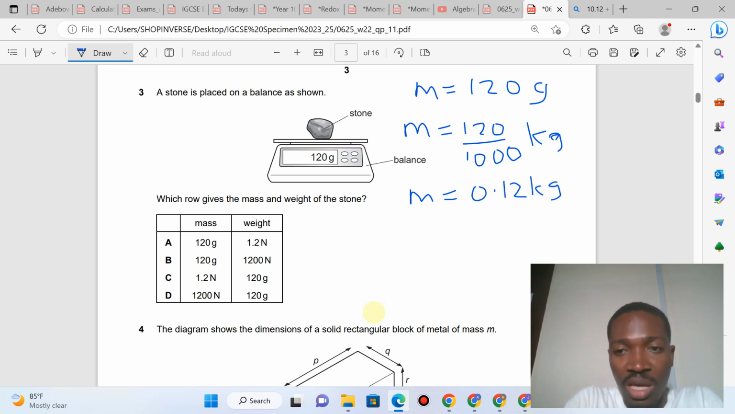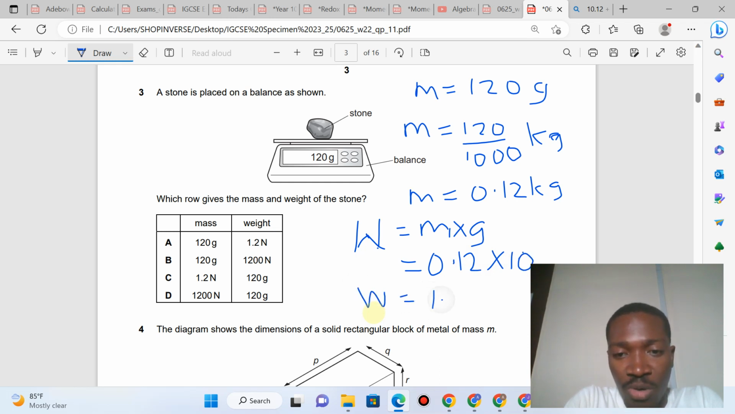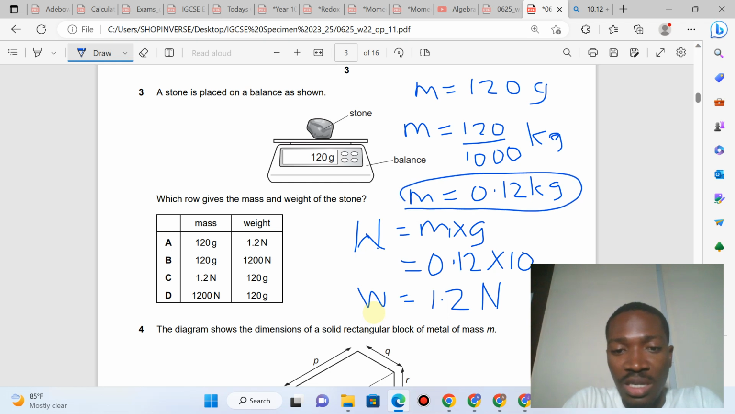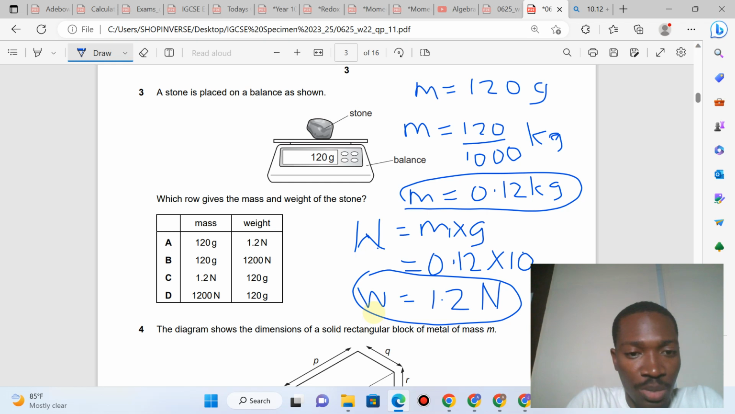That's the mass of the stone. And what's the weight? The formula for weight is that weight is equal to mass times the gravitational field strength of the earth, and gravity is 10 meters per second squared. So let's multiply our mass by gravity. 0.12 multiplied by 10 will give us 1.2 Newton. So the mass is 0.12 kilogram and the weight is 1.2 Newton.